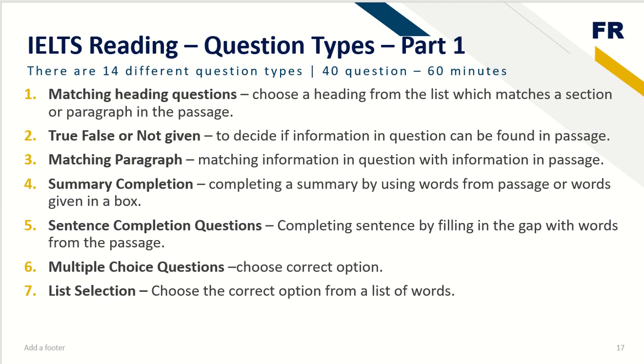The first one of the 14 different question types is matching headings questions, meaning choose a heading from a given list which matches a section or a paragraph in the passage. The second one is true, false, or not given. It is for you to be able to decide if information in the given question can be found in the passage or not. The third one is matching paragraph, which means you'll have to match information in the question with the information in the passage.